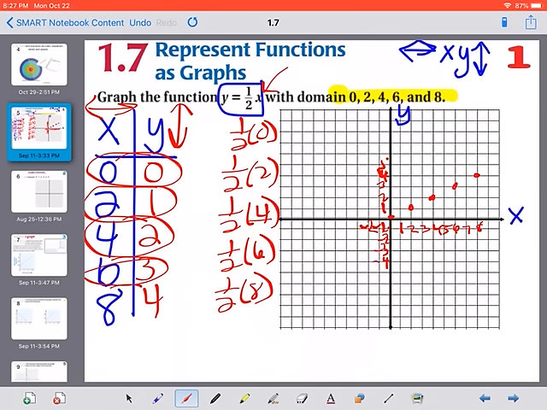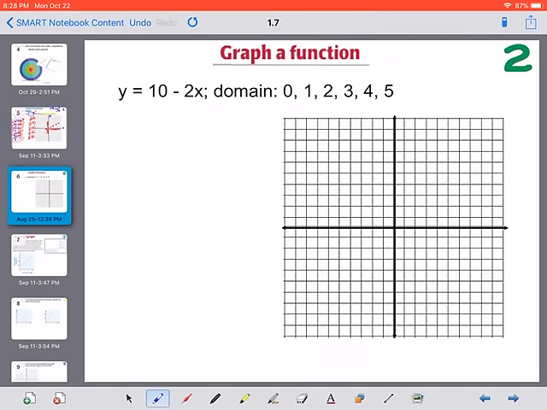So we plotted the points. We're not going to draw a line through them because we only plugged in 1, 2, 3, 4, 5 numbers. Okay? This is our answer. We graphed that function. Let's take a look at another one. We're going to graph this function.